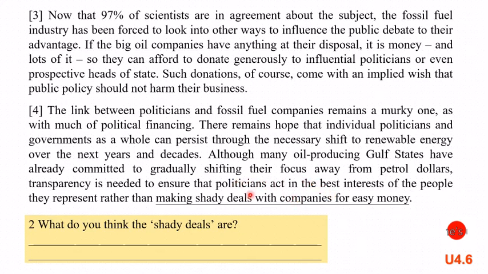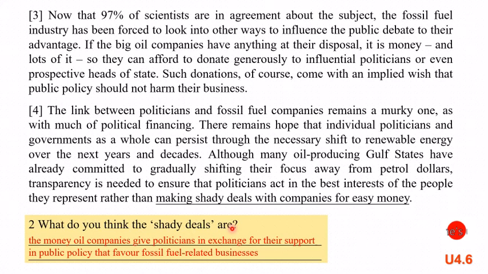And if they have done such a deal, then they are not acting in the best interest of the people they represent. And obviously, it would become the best interest of these oil companies. So here we have the answer. The shady deals would refer to probably the money oil companies give politicians in exchange for their support in public policy that favor them, or you may say the transaction between politicians and the oil company that benefit the oil companies. So these would be acceptable answers.